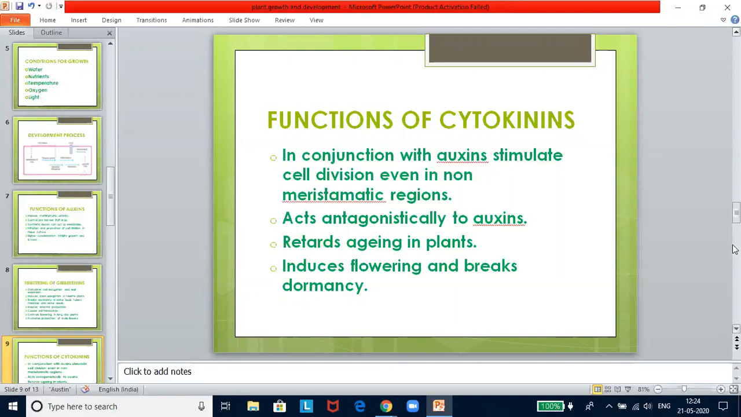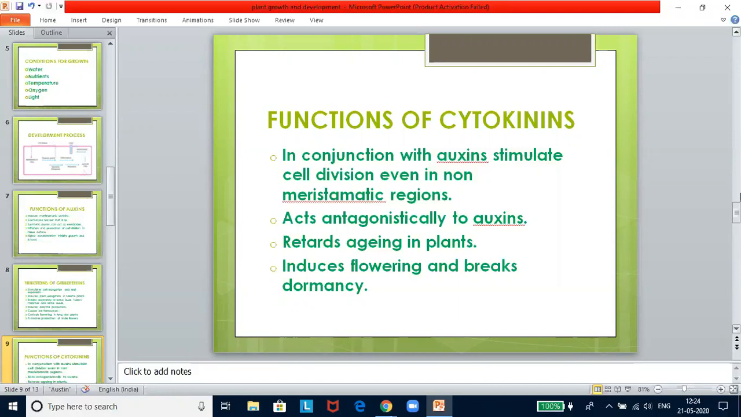Now, the common bioassays for cytokinins include promotion of cell division in tobacco pith culture, expansion of excised radish cotyledons, delay in senescence, etc. Now, let us look at ethylene.